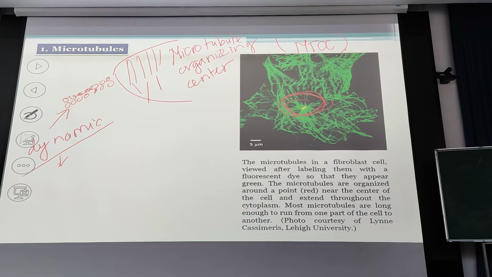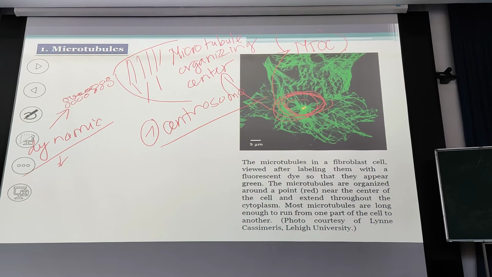This end is dynamic because it can become shorter and longer in very short times. And this microtubule organizing center here in the red part, you can see under the microscope. There are two types of microtubule organizing centers. First is the centrosome. So in mitosis, there are two centrosomes at the opposite poles, and they pull the chromosomes apart.